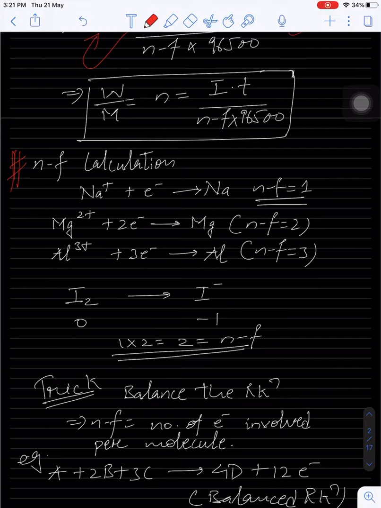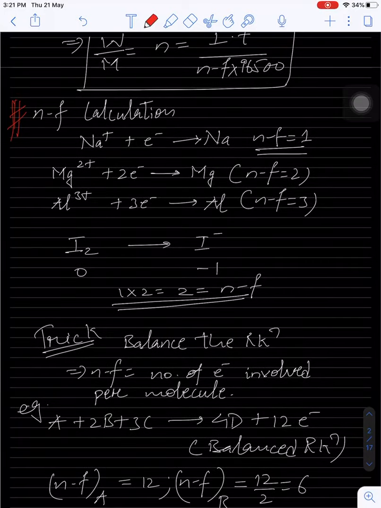So number of equivalents equal to number of moles into N factor, and N factor is equal to the charge appearing on the cation or anion, or the number of moles of electrons gained or lost.